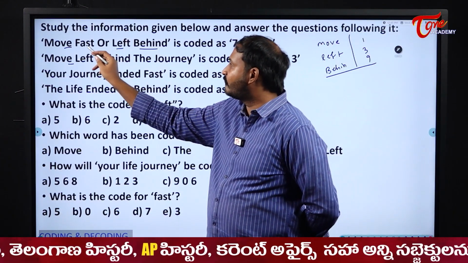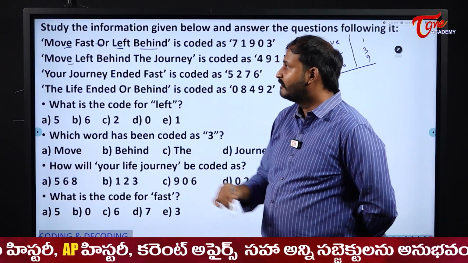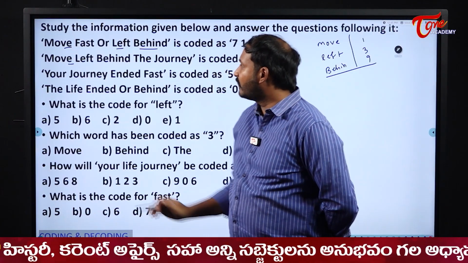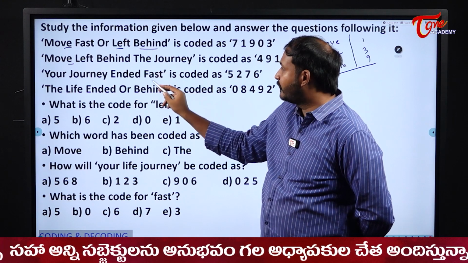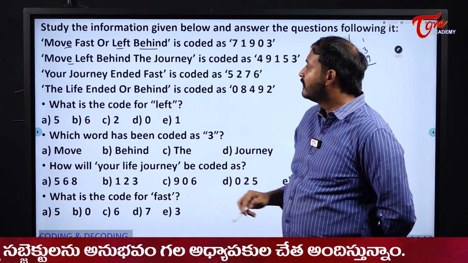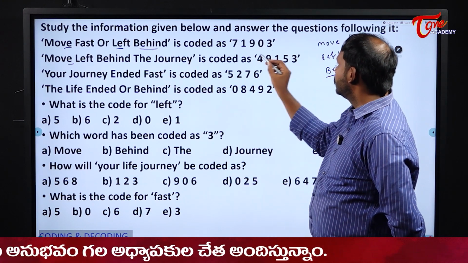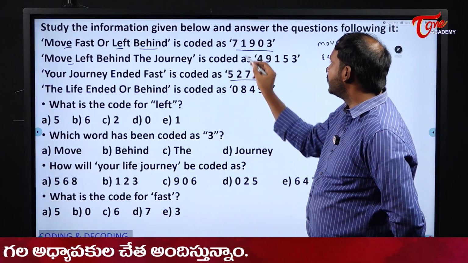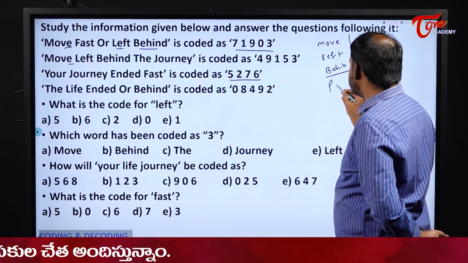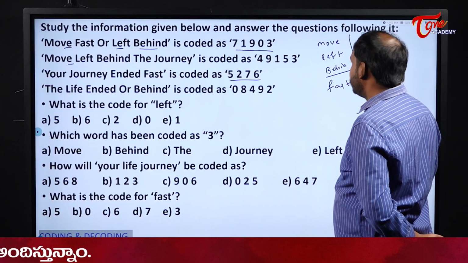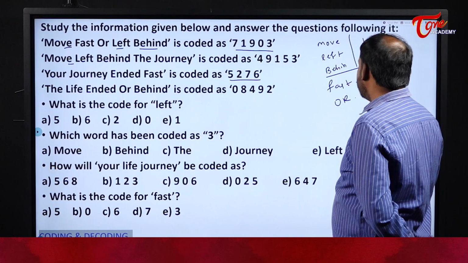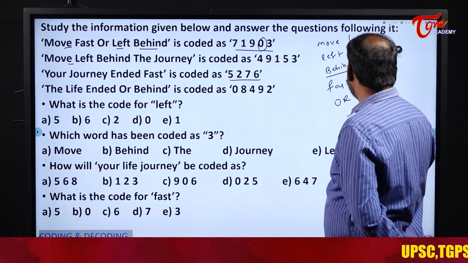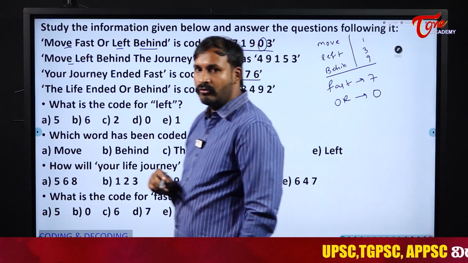And next we have what? Fast and OR. Where do we have that fast? Fast was there in this one. Now please check what is common in this first and third one, students. First and third, what is common here and here? 7. So that means fast is coded as 7. If fast is coded as 7, what is the code for OR? It will be 0. Digit 0 will be the code for OR.